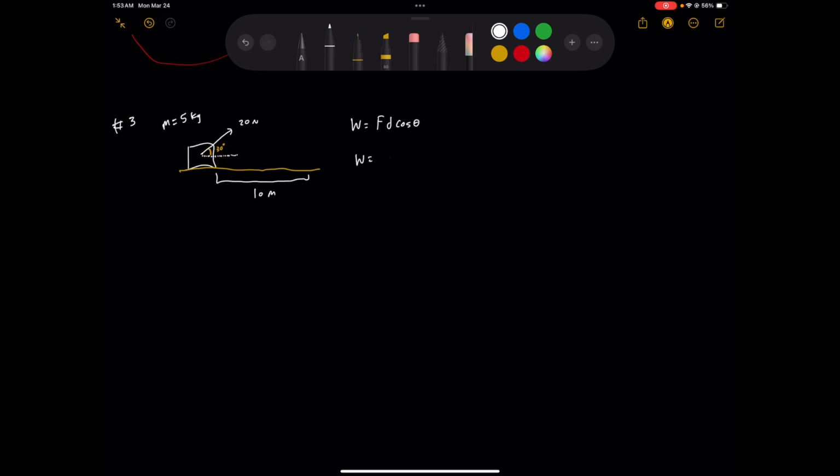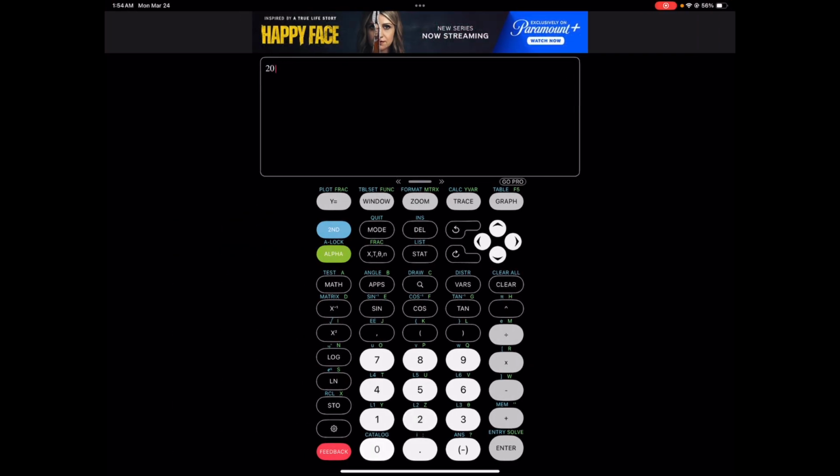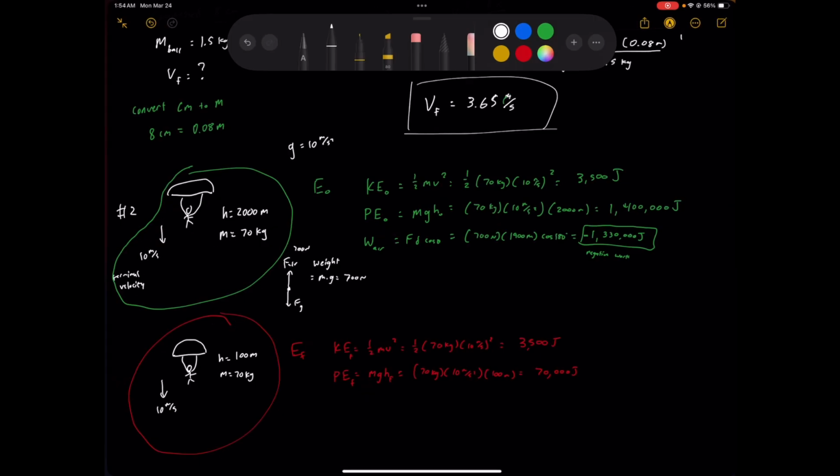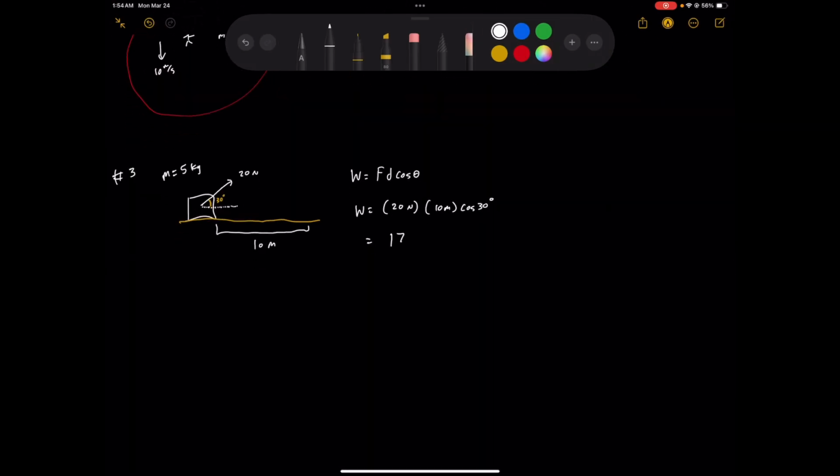So we have here work is equal to 20 newtons times 10 meters times the cosine of 30. And that's it. All right. So we got 20 newtons times 10 meters times cosine 30. And there you go, 173 joules. All right. And that's the answer to that one.